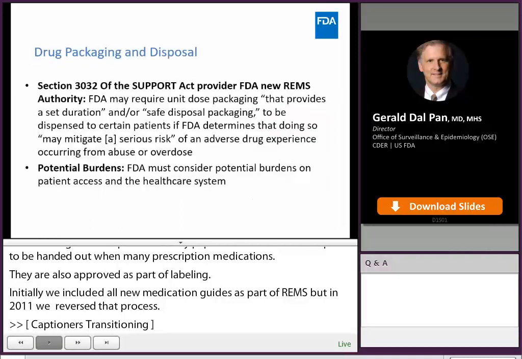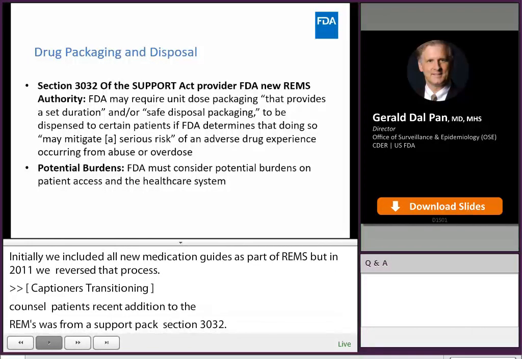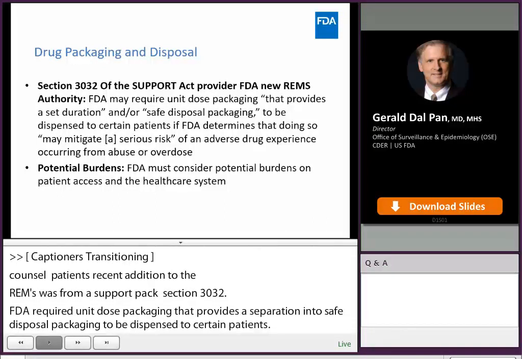A recent addition to the REMS armamentarium was from the SUPPORT Act, Section 3032. FDA may require unit dose packaging that provides a set duration and/or safe disposal packaging to be dispensed to certain patients if FDA determines that doing so may mitigate a serious risk of an adverse drug experience occurring from abuse or overdose. FDA must, of course, consider the potential burdens on patient access in the healthcare system.